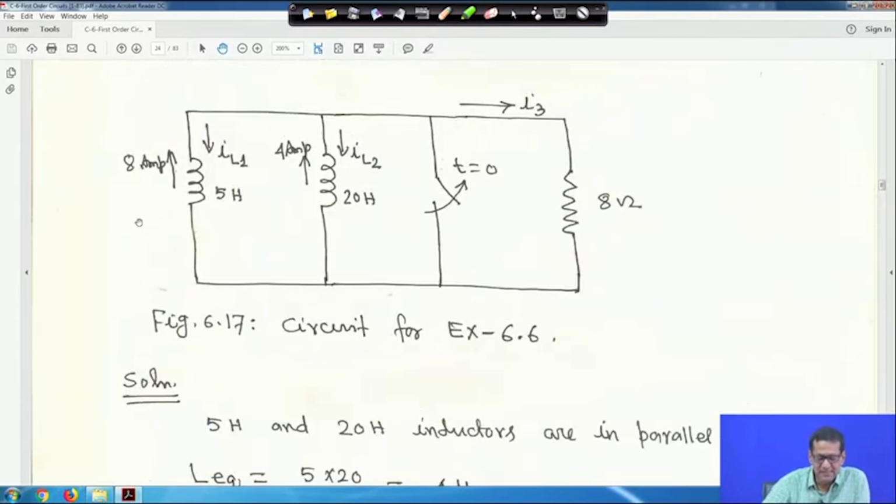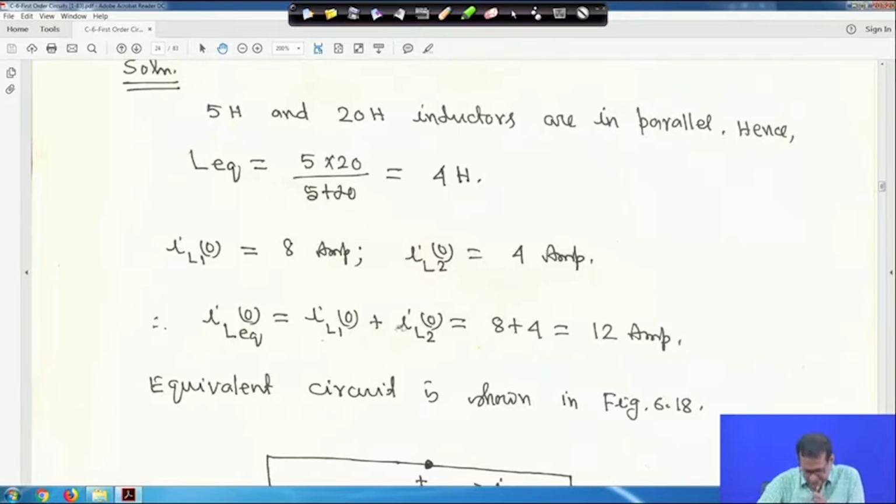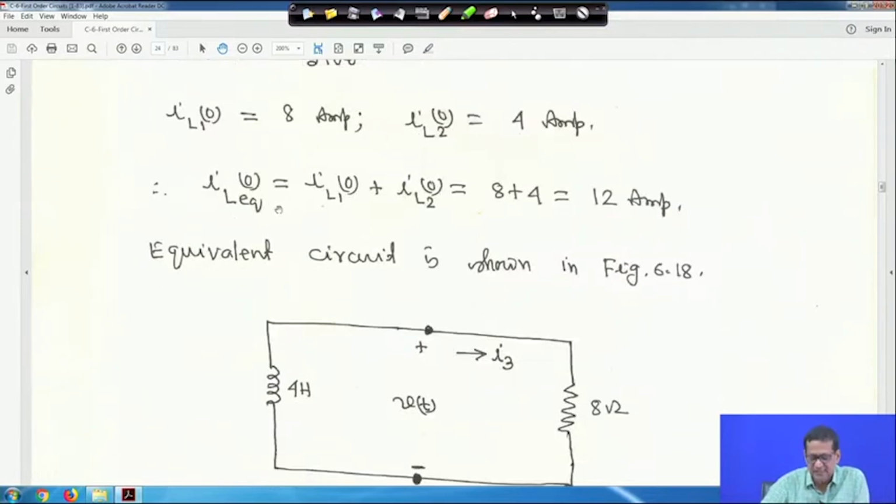Now, the initial currents of 8 ampere and 4 ampere are given for inductor 1 and inductor 2, that is IL1(0) equal to 8 ampere and IL2(0) equal to 4 ampere. Therefore, the equivalent inductor current ILEQ(0) is IL1(0) plus IL2(0), that is 8 plus 4, equal to 12 ampere. We are adding both.